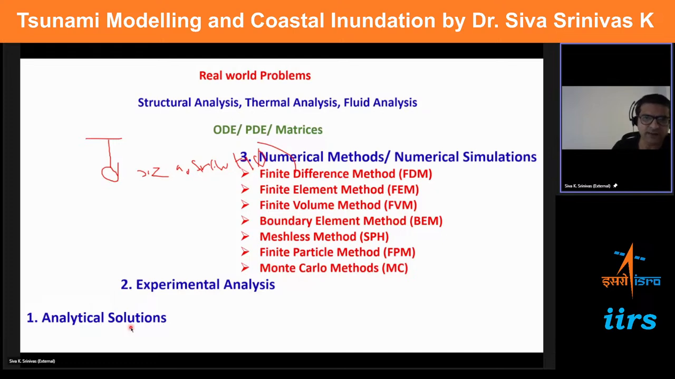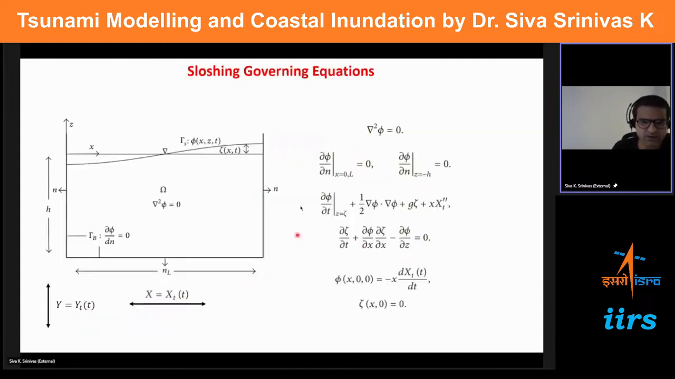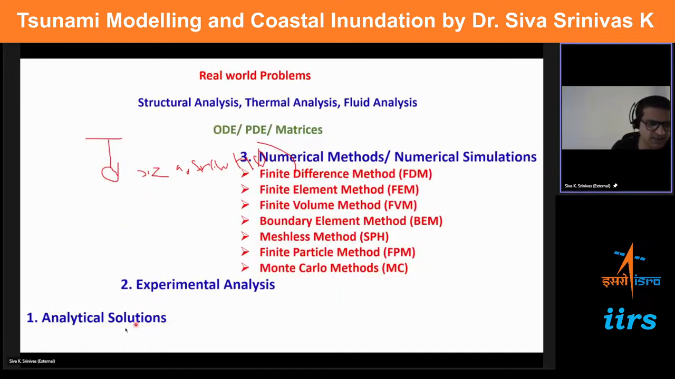But in real life, we end up with complex problems. So it's not easy to have analytical solution for every phenomenon, every problem. Likewise, for this Gaussian, it is not possible to have the analytical solution. So this solution is ruled out for complex problems. Next thing to solve is experimental analysis.